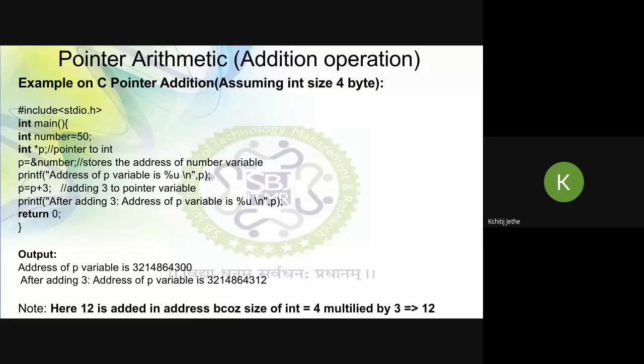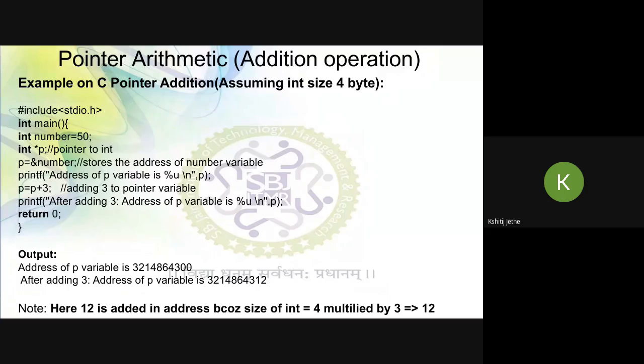So what will happen after addition? You can see here we have written p equal to address of number. It means that we are trying to assign the address of variable number into pointer variable p. So now p is holding the address of number. Then we are printing the address. In the output you can see the address is 4300. Then we are performing the addition operation.